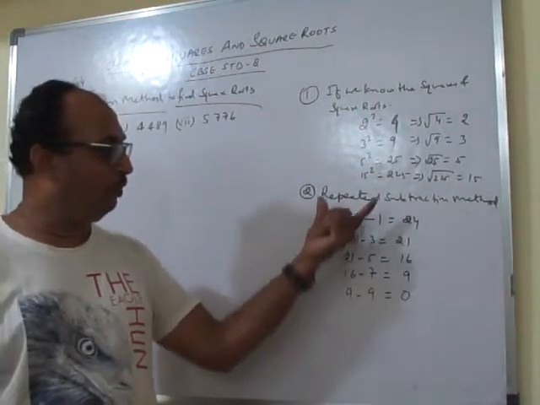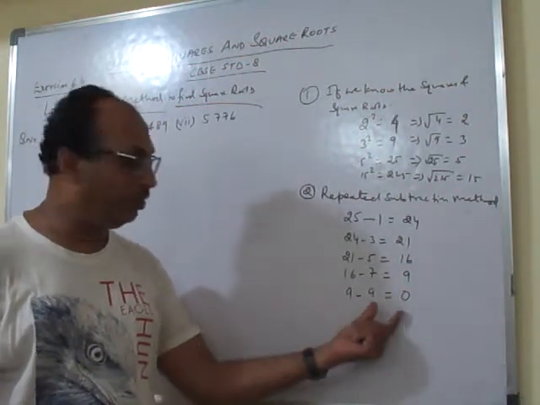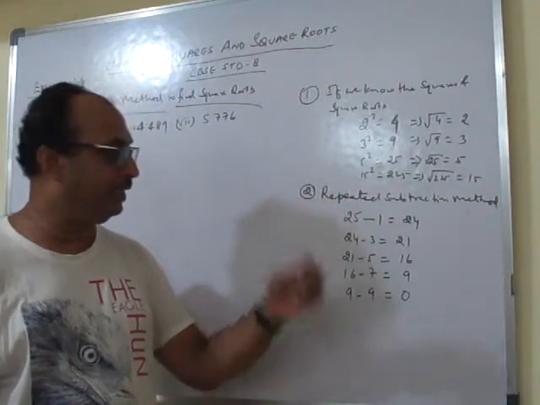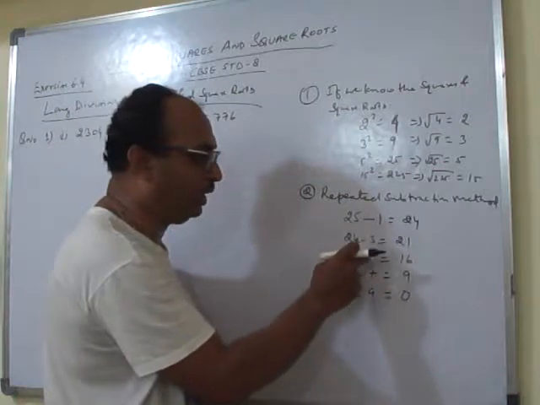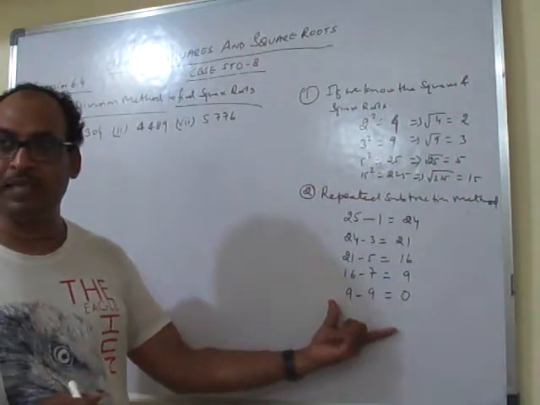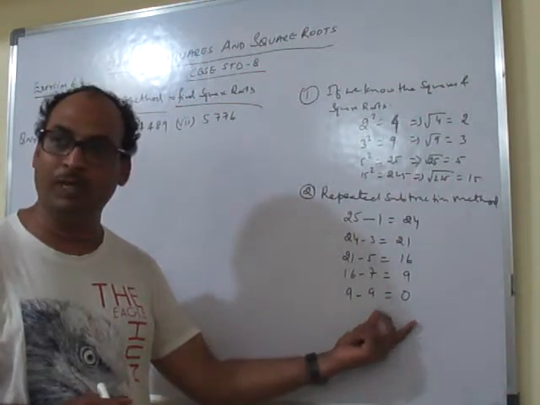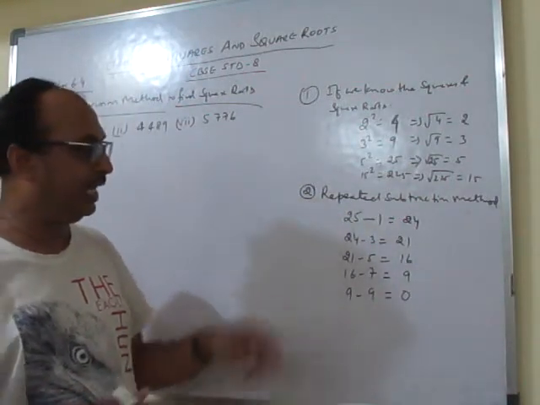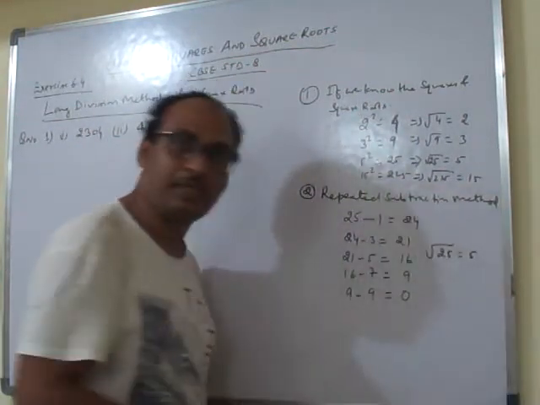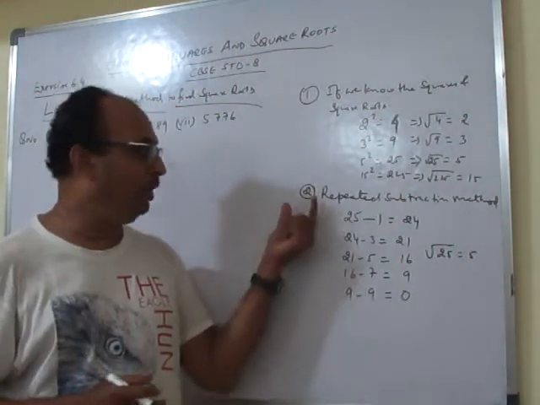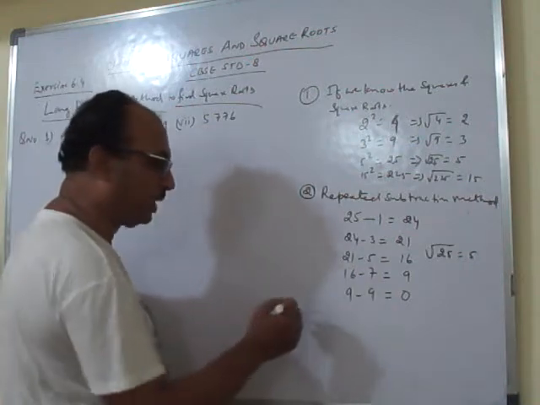So we go for repeated subtraction till the time we are not getting 0. In how many steps have we done this? 1, 2, 3, 4, 5. So 5 repeated subtractions has given us 0. The moment we get 0, we stop, and we can say that the square root of 25 is equal to 5. So in this way we found a square root. That was the second method, called the repeated subtraction method.